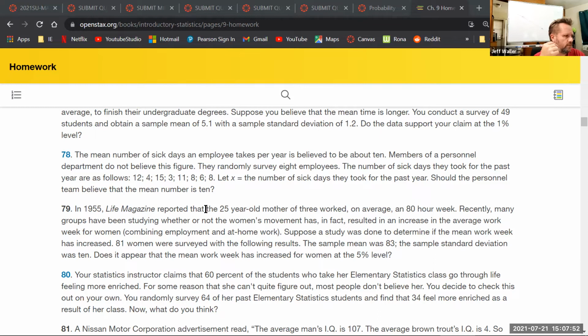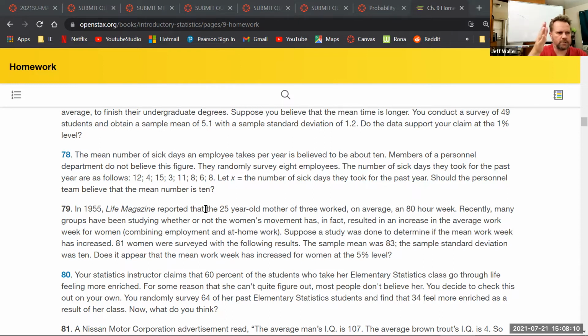Should the personnel team believe that the mean number is 10? Would they be justified? So this is a question. Let me reword the question. Would they be justified in believing that the mean number is 10? So what are we doing? We're testing the claim that the mean is 10. Does it make sense? Okay.